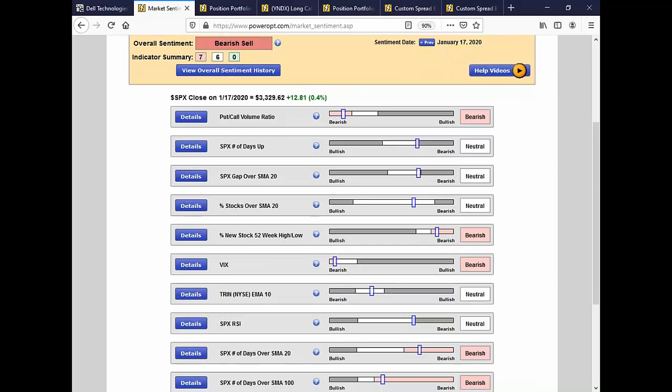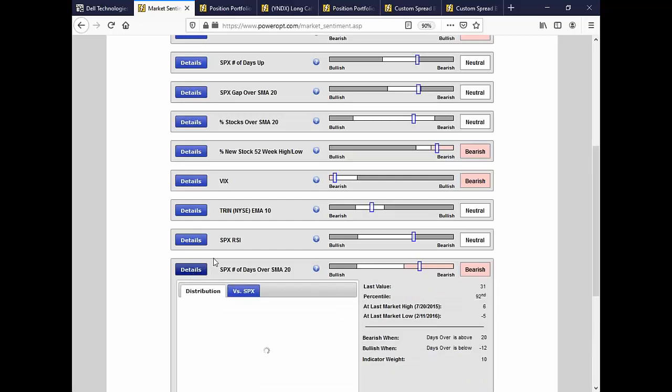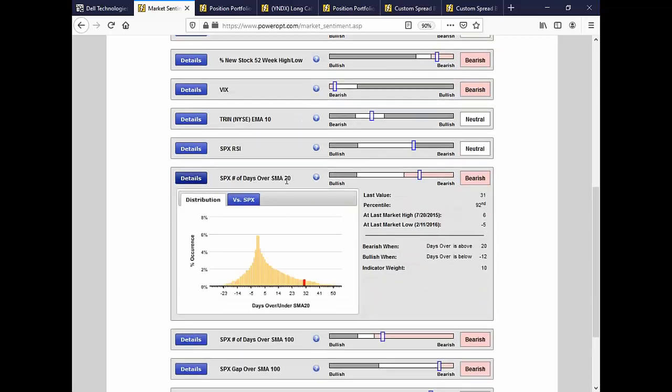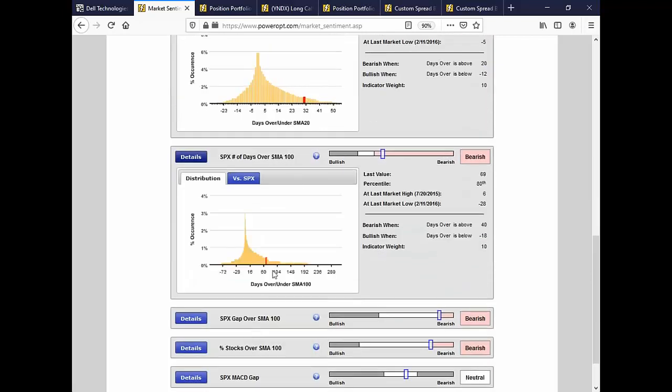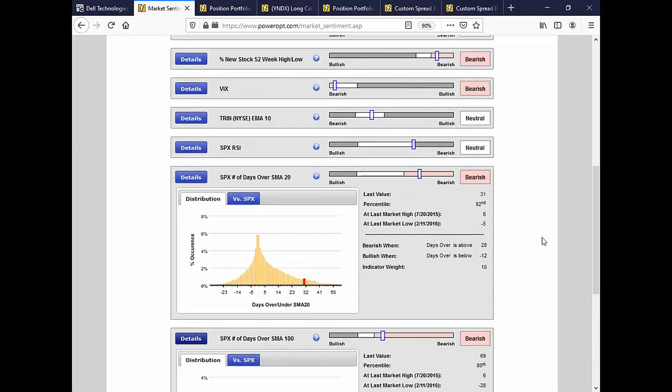Earnings can still be strong, but over time, the history of when the SPX is this many days over its 20-day moving average, and this many days above its 100-day moving average, and the gap is this big over the 100, it very rarely continues beyond that. So historically, we're being shown, hey, market conditions can change. We all know there's different markets from time to time. But again, this is what we plan on.